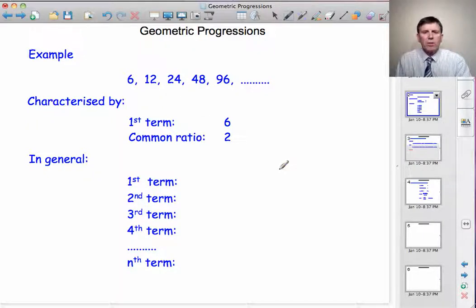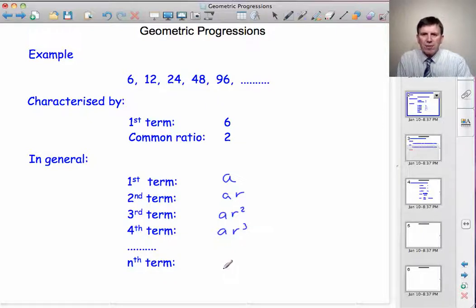So in general, the first term we call a, much like we did on the arithmetic progressions. The second term is a multiplied by the common ratio r. Now we just keep multiplying by the common ratio r to find the next term. So the third term is ar squared, ar multiplied by r. The fourth term will be ar cubed.